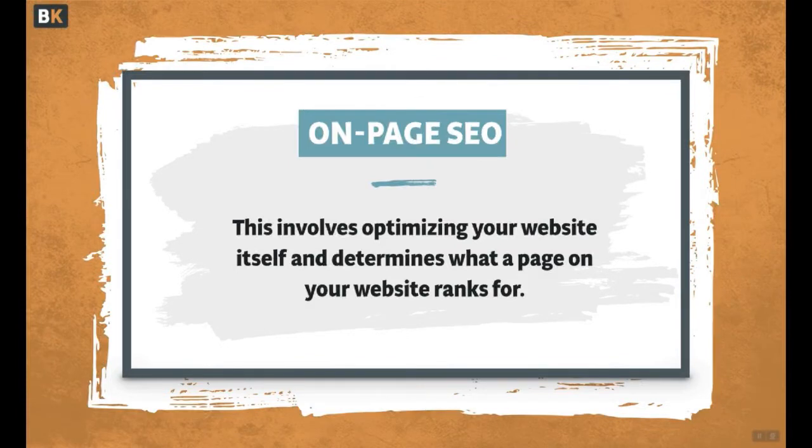On-page SEO involves optimizing your website itself and determines what a page on your website ranks for. So think of it this way. If you write a blog post about a specific topic, say how to cook macaroni and cheese in an Instant Pot, there's a lot of food bloggers out there. This is a popular recipe. A lot of bloggers have written about it, especially if they're known for using the Instant Pot.